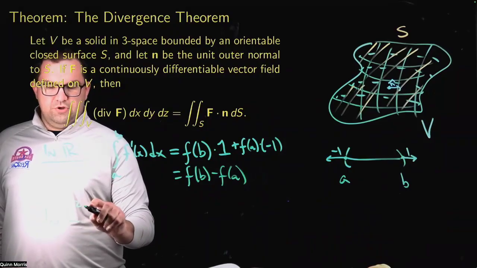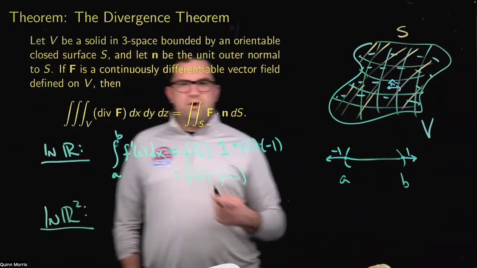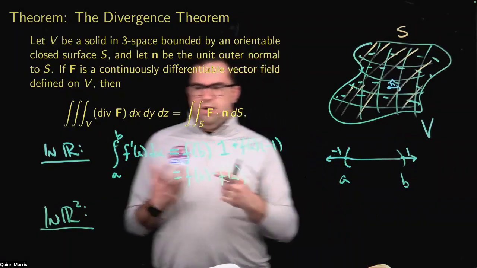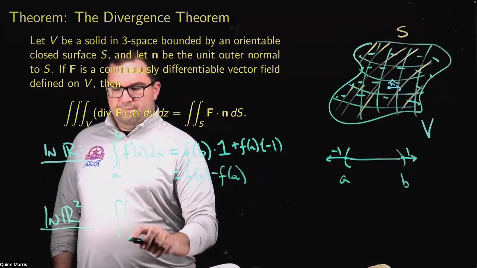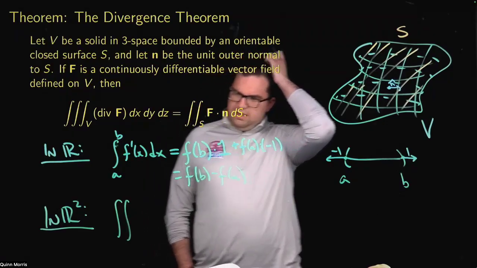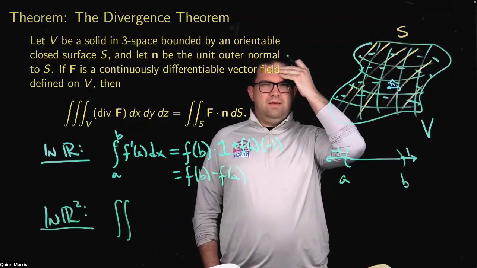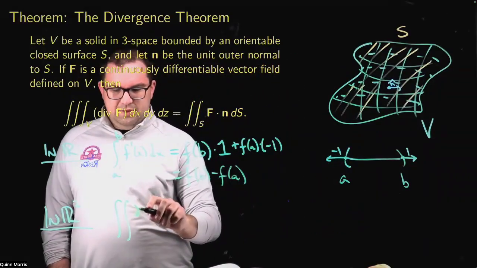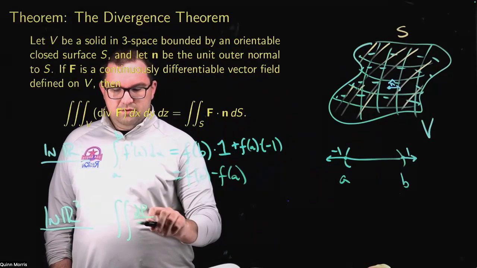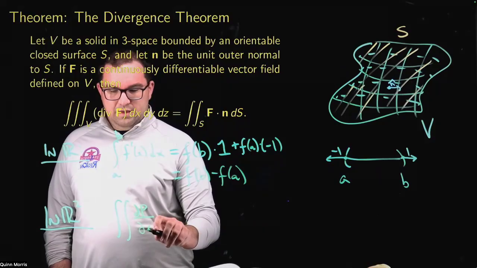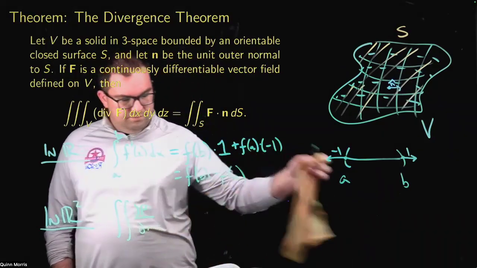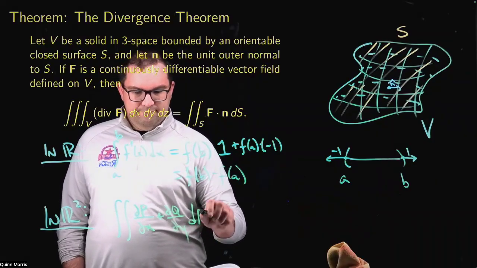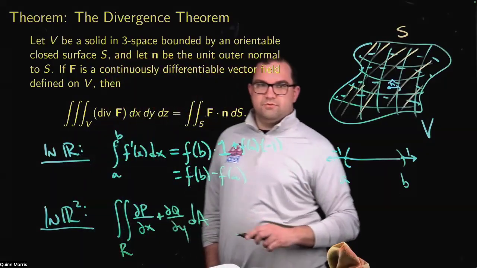Now, what if we go to R2? Well, what's a volume in R2 look like? That's really the double integral. And here, if we write down what the divergence is, it won't really immediately be clear what it is we ought to do. So here, this would be dP/dx plus dQ/dy, the double integral over some region.